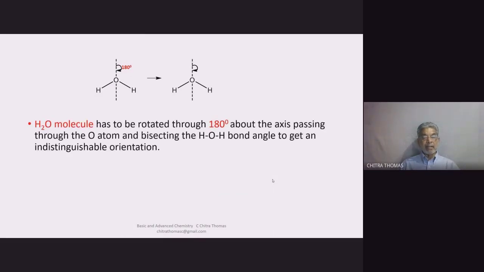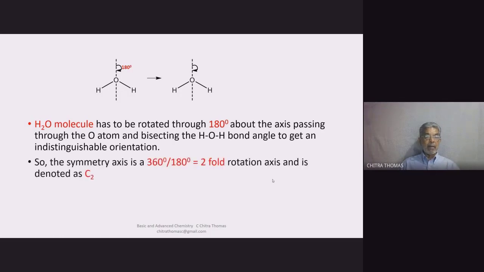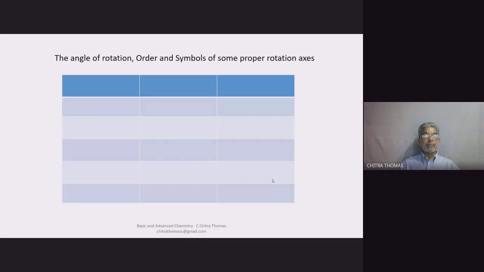The water molecule has to be rotated through 180 degrees about this axis. So the symmetry axis is 360 degrees by 180, which is equal to a two-fold rotation axis, and is denoted as C2. Now, the angle of rotation, order, and the symbols of some proper rotation axes are present in this table.